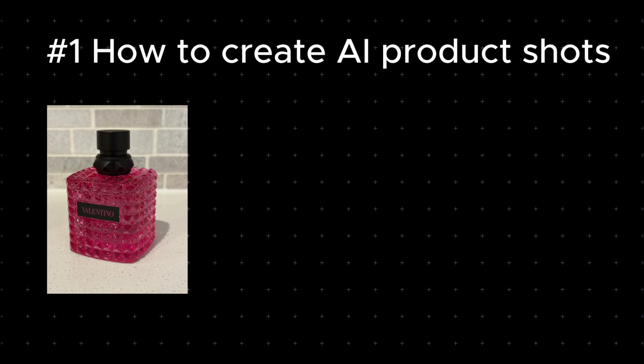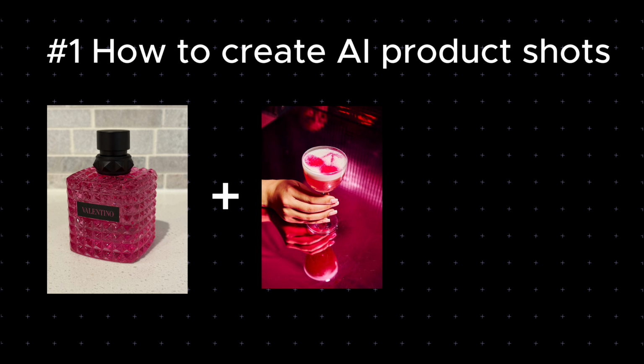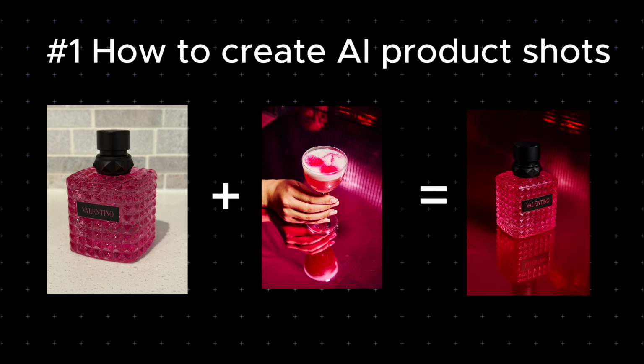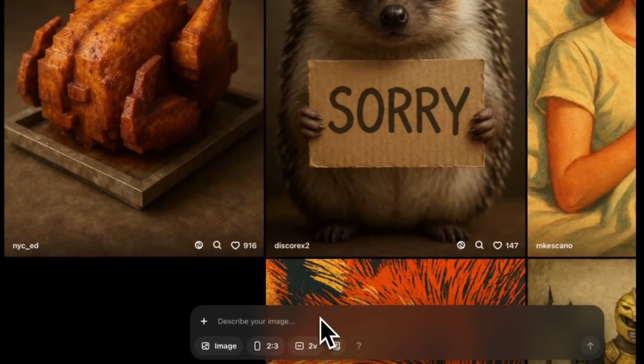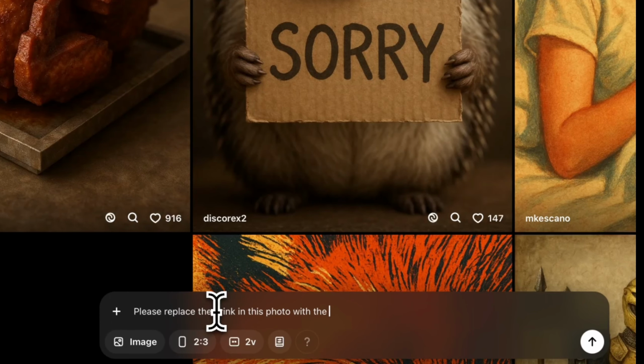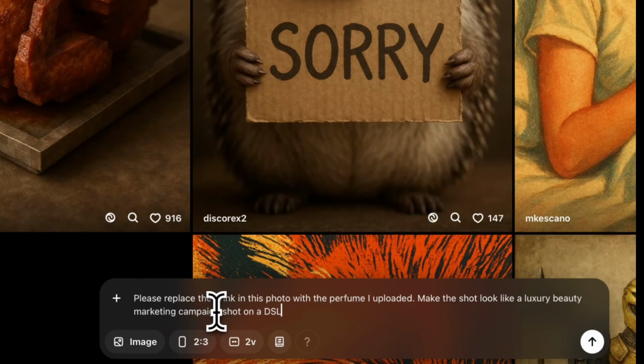You're gonna need 2 photos. One needs to be a well-lit photo of your product, and the next can be an inspiration pic. This one I just found on Pinterest. All right, now we're gonna head into Sora and we're gonna type the prompt, please replace the drink in this photo with the perfume I uploaded. You can swap out the word drink for product or whatever it is depending on your reference photo.